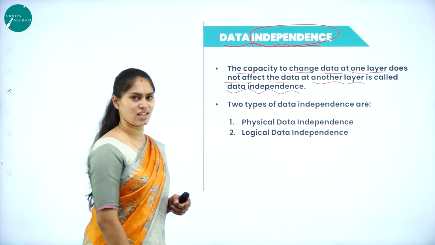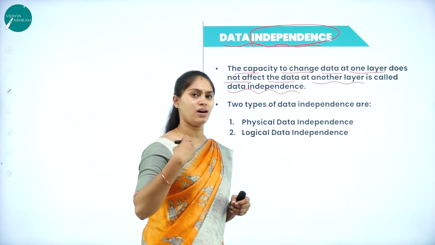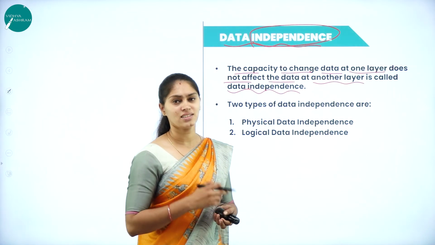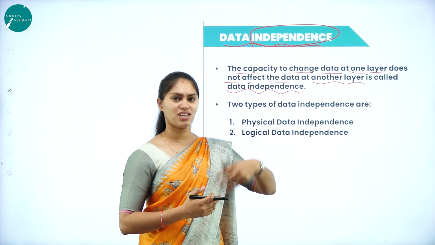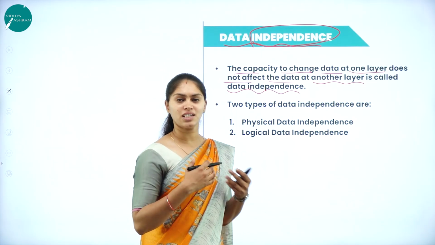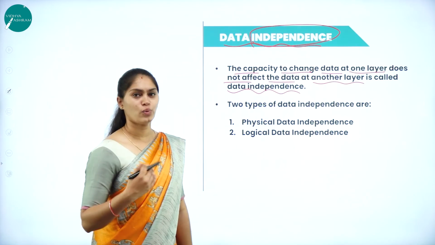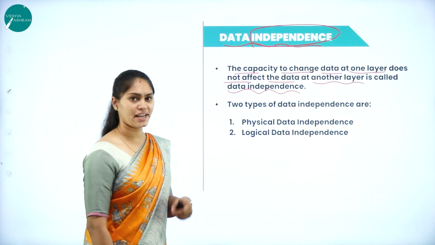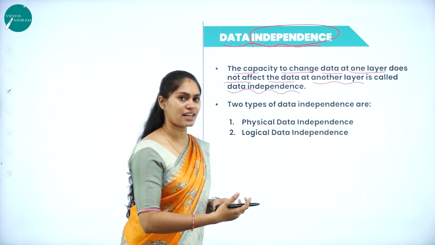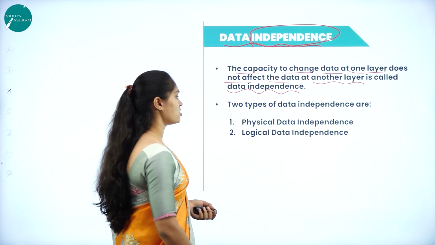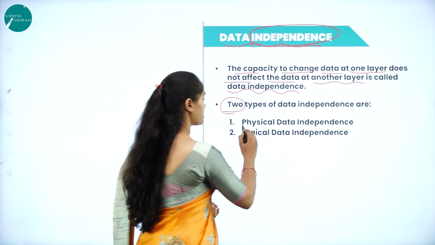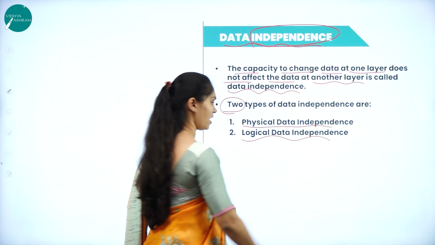Data independence. As I said, if I am doing some infrastructure work on the first floor, that should not affect the second floor. If you are doing any infrastructure work on the second floor, that should not harm the content of the first floor. That is why there must be data independence. When it comes to the database, the data in one layer should not affect the content of another layer. And here we have two types of data independence: physical data independence and logical data independence.